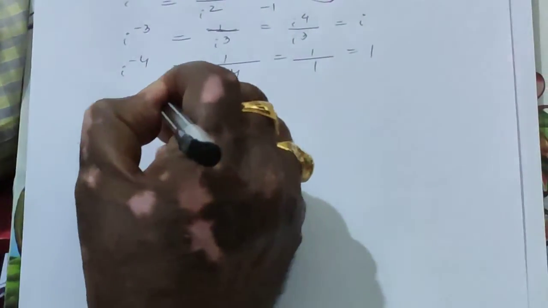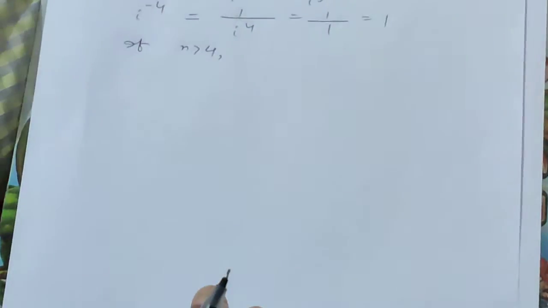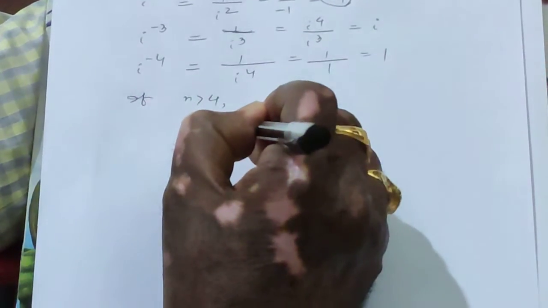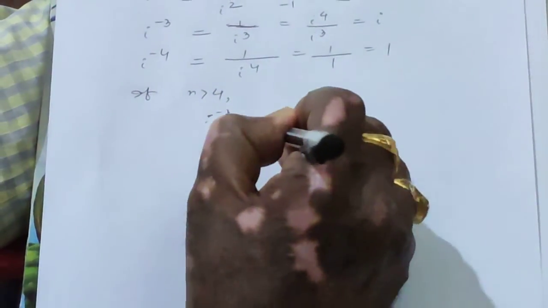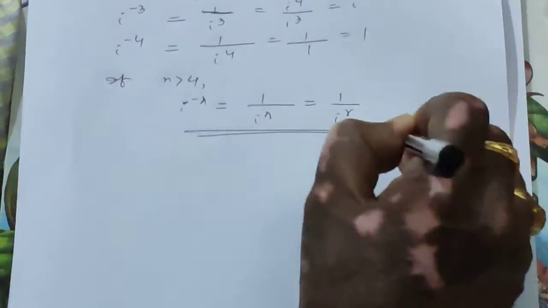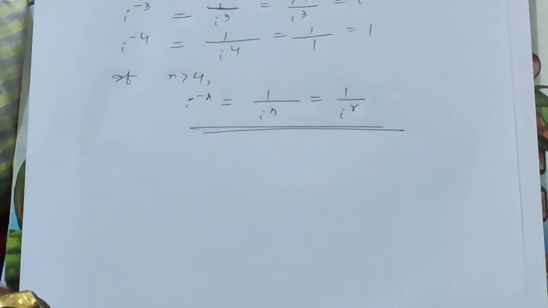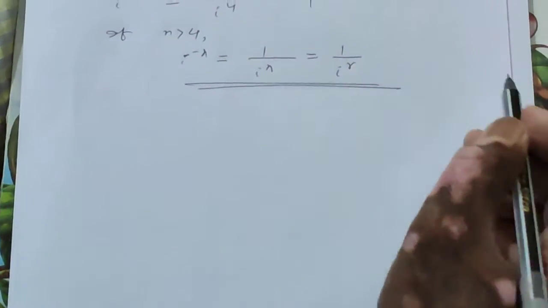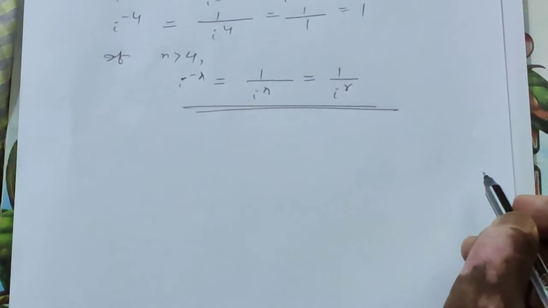So if n is greater than 4, i to the power minus n equals 1 by i to the power n, equals 1 by i to the power r, where r is the remainder when n is divided by 4.